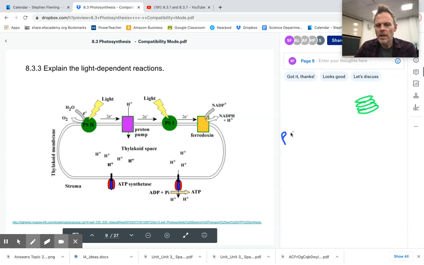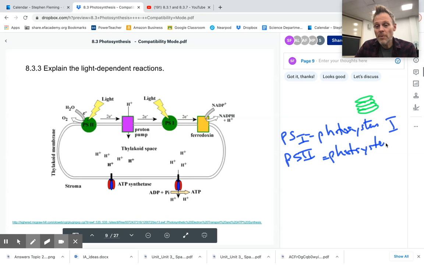So PS1 equals photosystem 1. That's over here. Why are they out of order? Don't know. Probably how they identified them. And PS2 equals photosystem 2. These two membrane proteins are where you find the pigments that are going to catch the light. And this is called, I hope you remember, chlorophyll. So that's where you're going to find your chlorophyll.